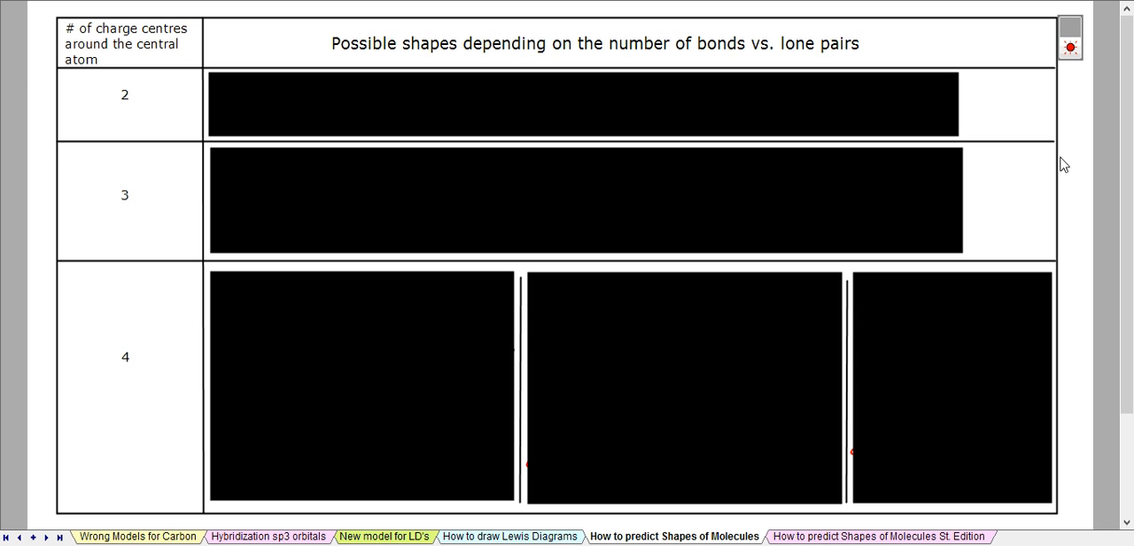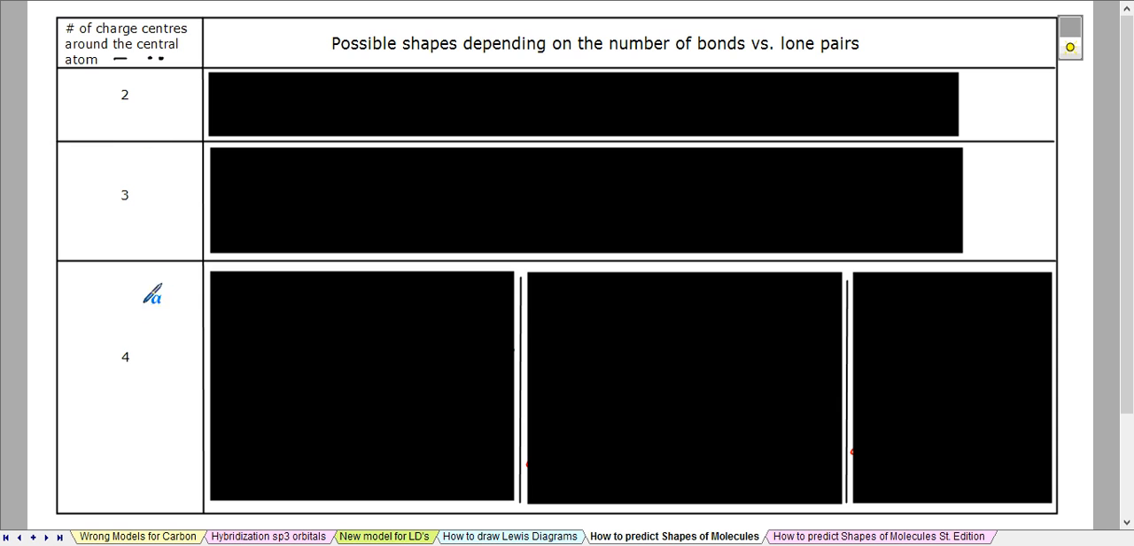Now what I want you to think about is whenever you approach looking at a molecule, after you've drawn out the Lewis structure and you need to determine the shape of it, you need to ask yourself how many charge centers are there around the atom. Now a charge center is either a bond or a lone pair. That's a charge. Both of them are charge centers. Now it turns out that they both kind of do the same.